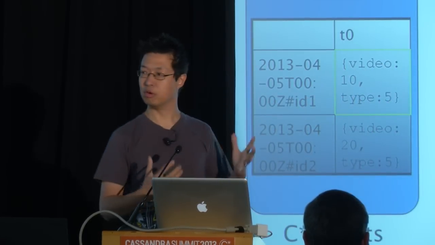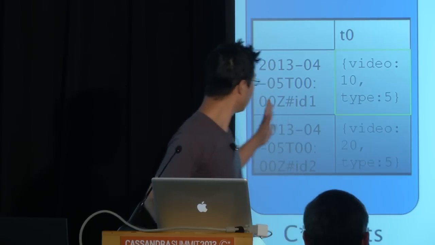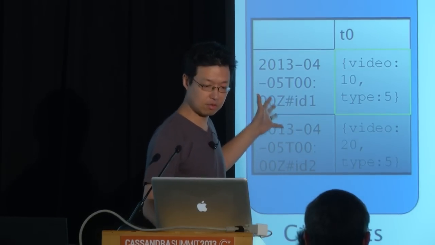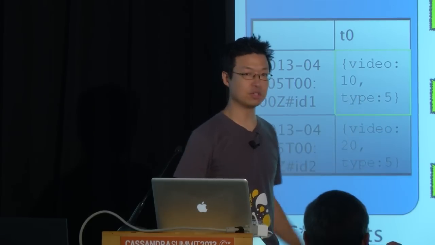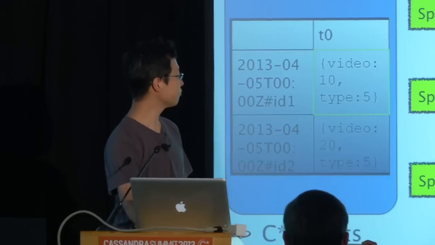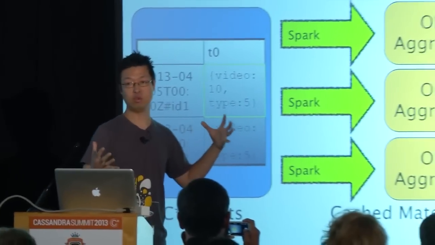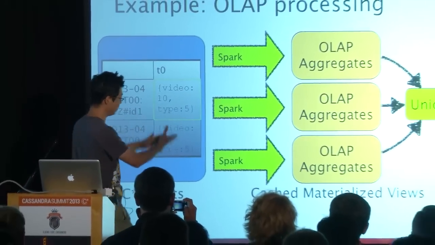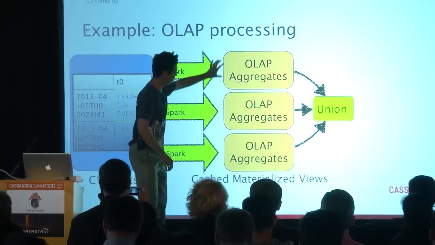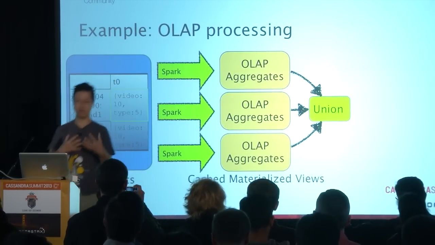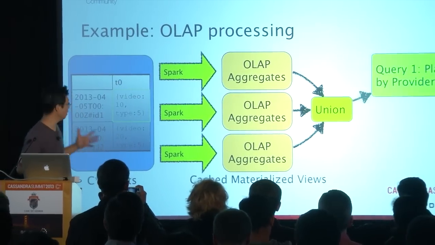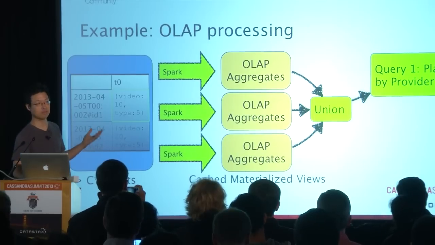So here's an example for OLAP processing. We start with the events in Cassandra. We create OLAP aggregates, which are the materialized views. And we do a union. So let's say that we want a certain time range. These represent different time ranges. Maybe this is an hour ago, this is half an hour ago, this is now. We do a union of the data. Then we can do different queries out of that data.